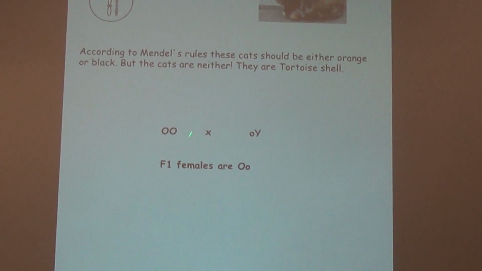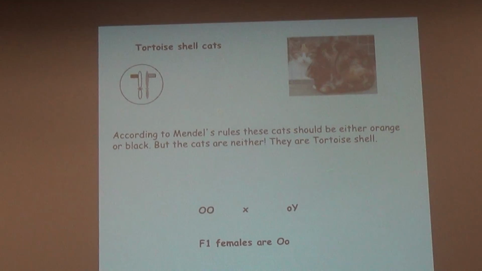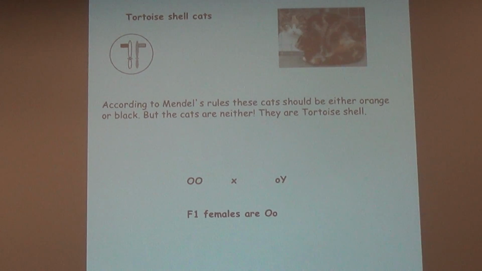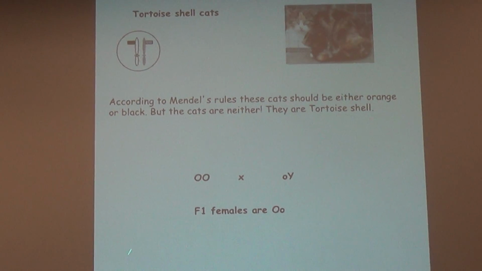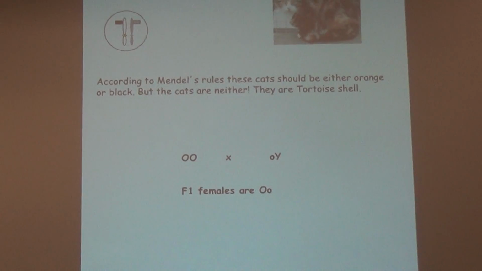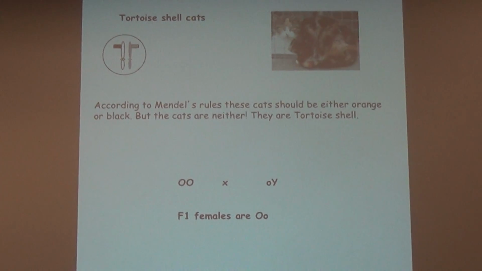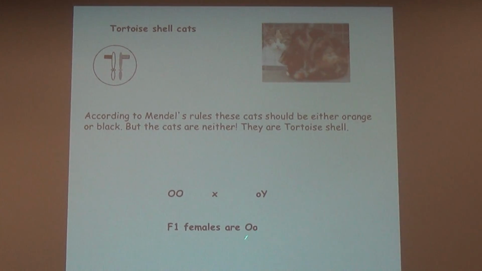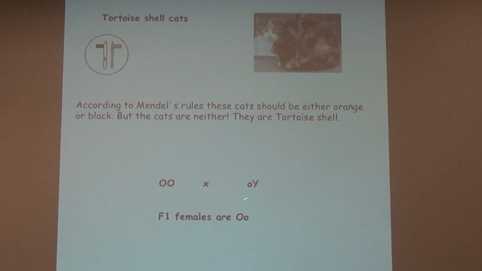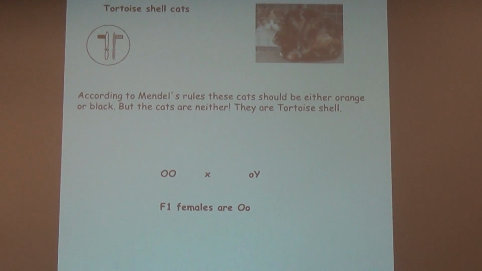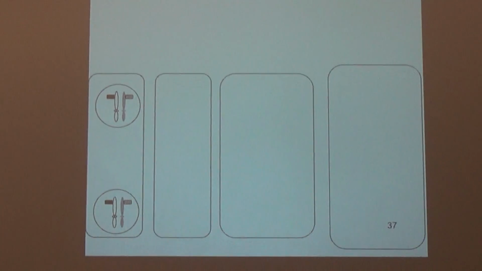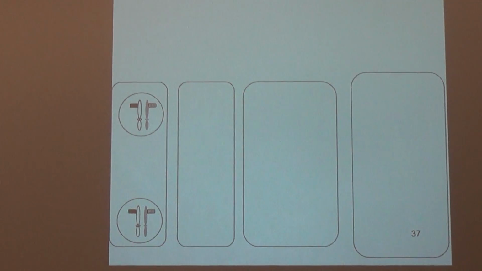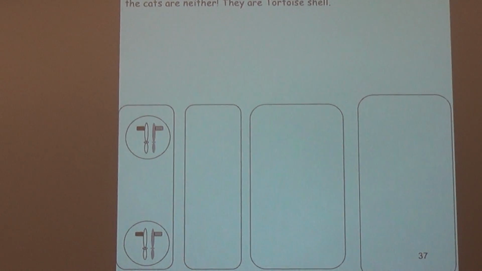So let's do a cross. Taking an OO female crossed to an oY male. Right there, you're getting a female F1 that's heterozygous, big O, little o. So now let's remember the pathway. This egg that's been fertilized to produce this heterozygous female is going to divide. The cells are going to divide. Okay? So here are your 2 X chromosomes. One is mutant, one is wild type for the O gene on the X chromosome.